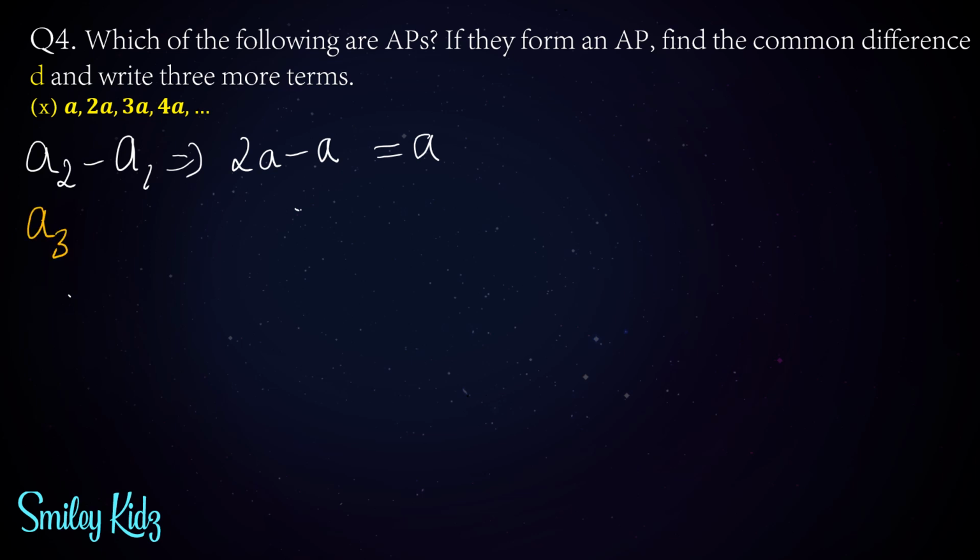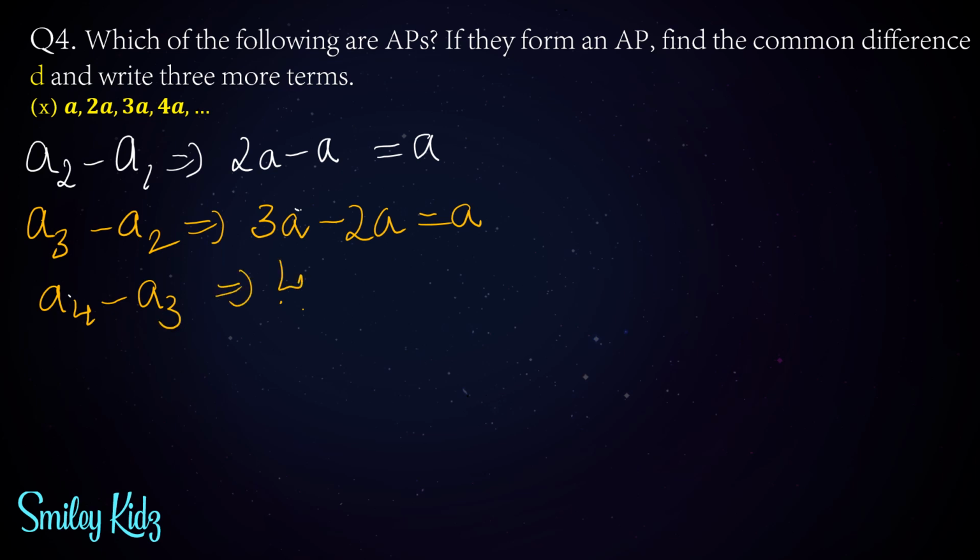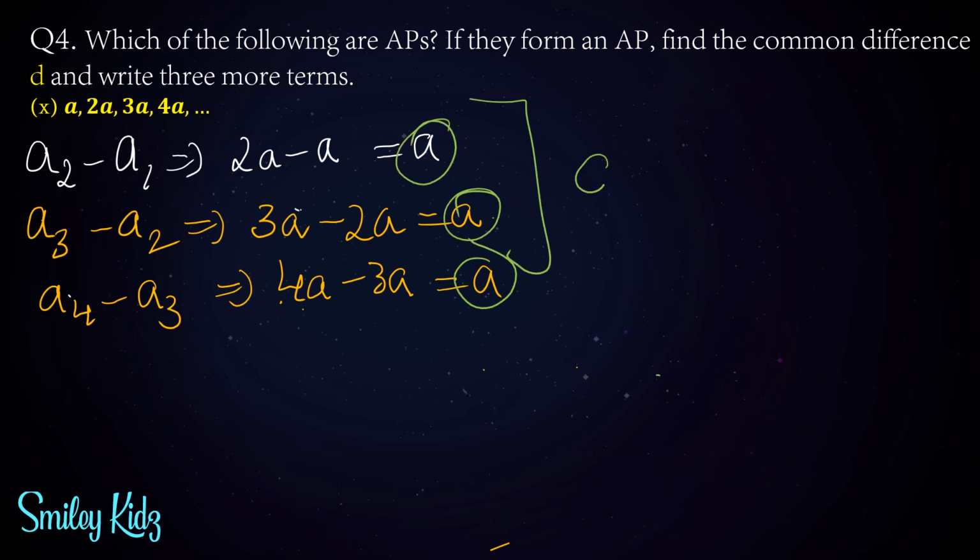Right. Then A3 minus A2 is 3A minus 2A, which is again A. Then A4 minus A3 is 4A minus 3A, which is A again. Now have a look at the common differences. Are they same? The common difference is same. So D is equal to A. That means the common difference is equal to A.